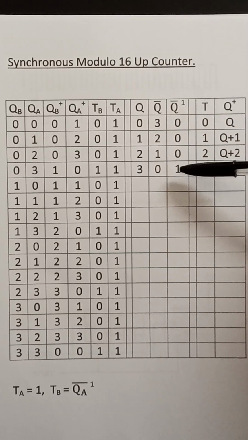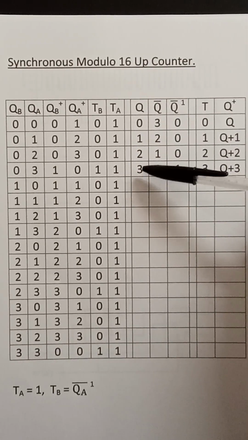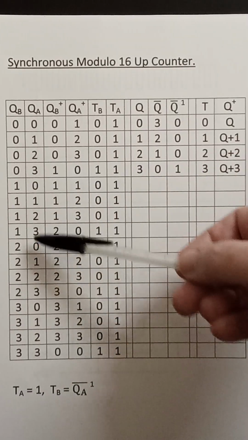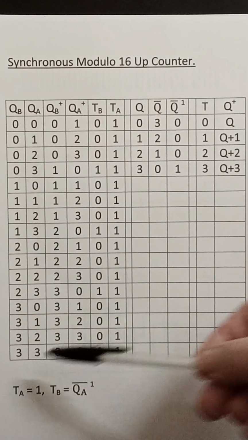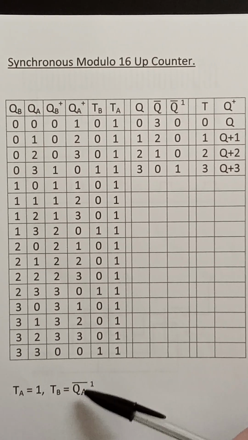So QA, not QA1 is a 1 when not Q is a 0 and a 0 otherwise. So that gives you the 1 at QA equals 3, which is what you see here, here and here and here. So TA equals a 1 and TB equals not QA1.